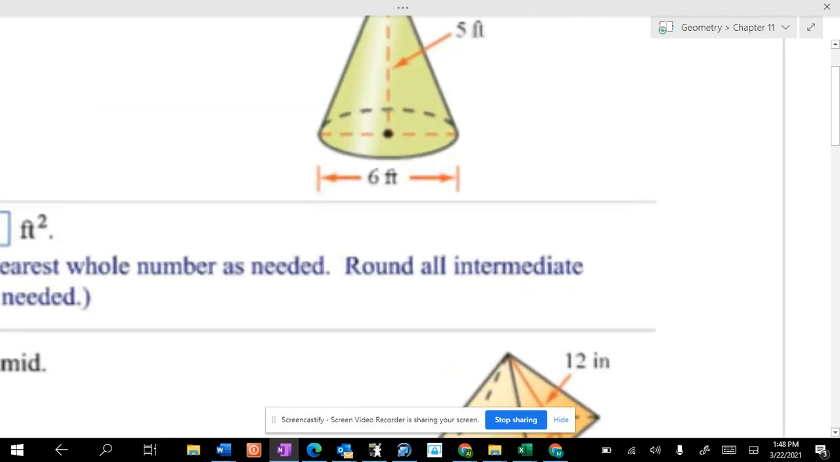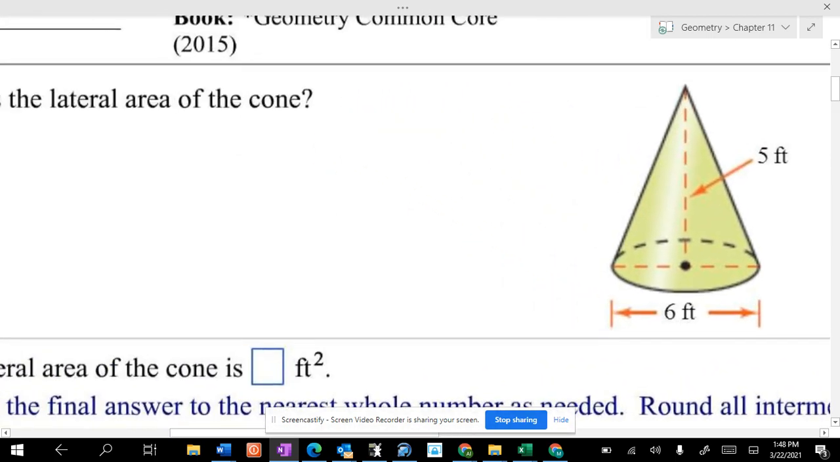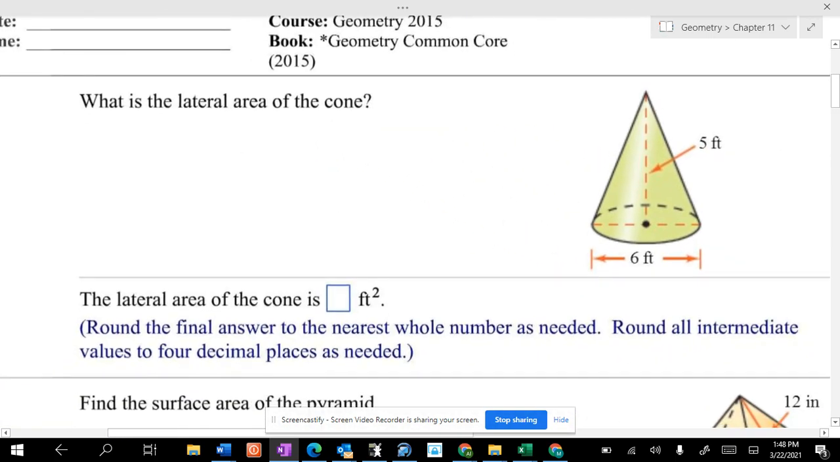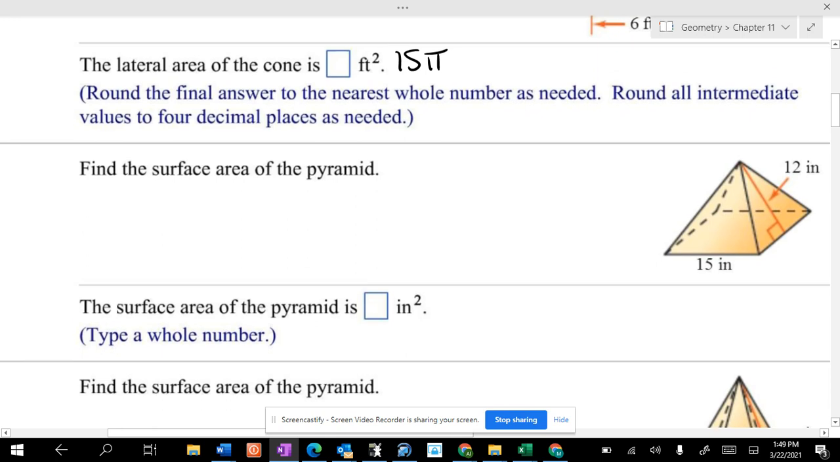All right. So the first one's a cone. Okay? If we want the lateral area of the cone, lateral area is pi RL, which is pi. What's my radius? 3. And slant height is 5. So it's just 15 pi, easy peasy lemon squeezy. No problems with that. Okay?